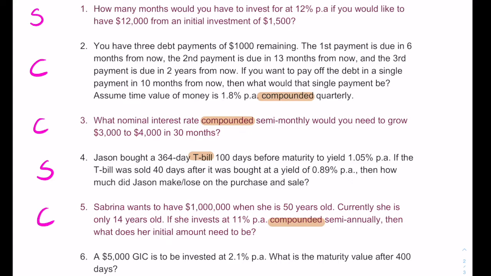And the last one, a $5,000 GIC is to be invested at 2.1% per annum. What is the maturity value after 400 days? No mention of compounding, so this is a simple interest question. So that's number 1, and this is something that you have to develop. It's like, all right, which tools am I going to be using? If you're setting up your tools in terms of formulas, you have to figure out which ones. You have to know if it's simple or compound. That's one of the first steps that you should think about.